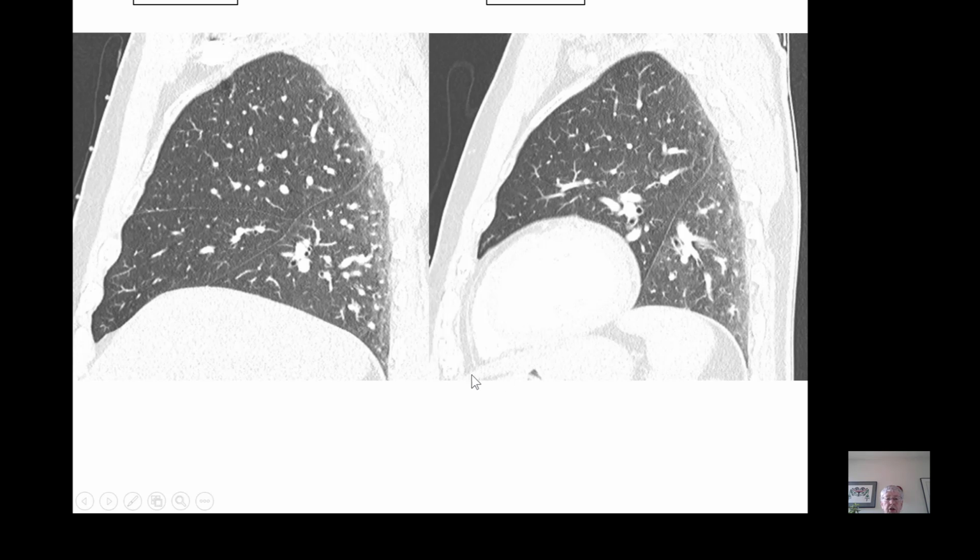This is a CT scan cut, which again shows this. Here's the left lung with the greater fissure. Here's the right lung with the greater fissure and the minor fissure indicating upper lobe, middle lobe, and lower lobe.